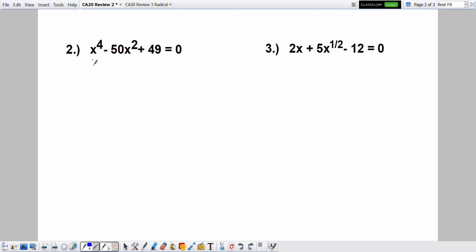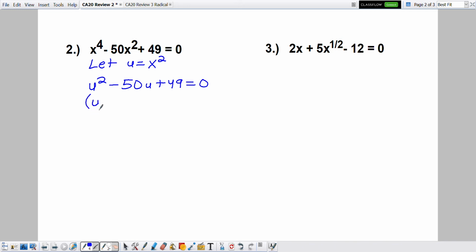And so for number 2, think about what would you let u equal? Would it be x to the 4th power or x squared? I'm going to say it's x squared. And so x to the fourth power is just twice as big as x squared. And so really, this could be u squared minus 50u plus 49 equals 0, because if I took x squared and I squared it, I'd get x to the fourth power.